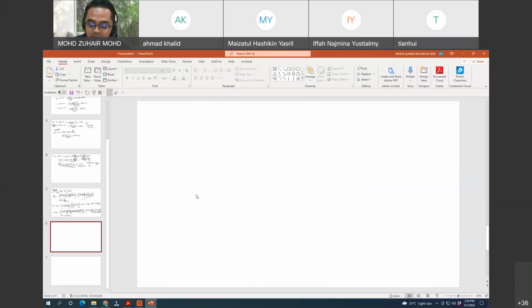But again, later if you have time, please try to find the unit conversion on your own and try to understand how it works. Okay.